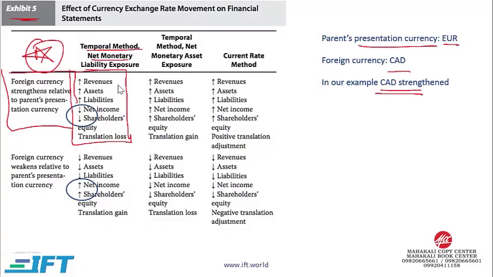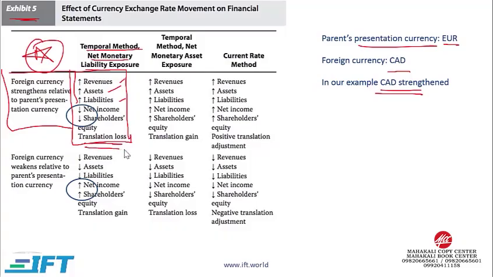Notice that with the foreign currency going up, that has a positive impact on revenue, a positive impact on assets, a positive impact on liabilities. However, since the liability exposure is more than the asset exposure, the impact on net income is negative and the impact on shareholder equity is negative.